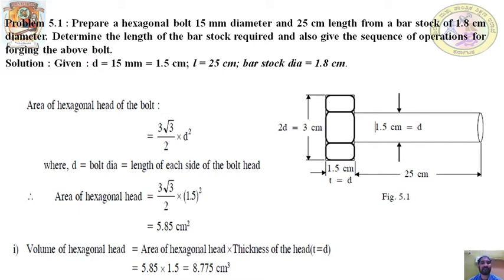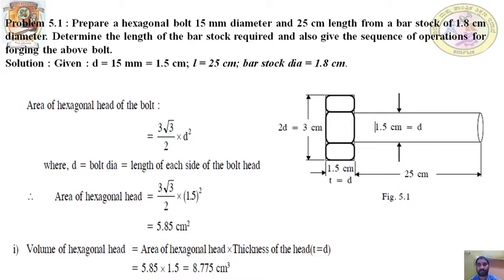Prepare a hexagonal bolt as shown in the figure, of 15 mm diameter. The shank diameter is 15 mm and the length is 25 centimeter, from a bar stock of 1.8 centimeter diameter. Determine the length of the bar stock required and also give the sequence of operations for forging the above bolt.